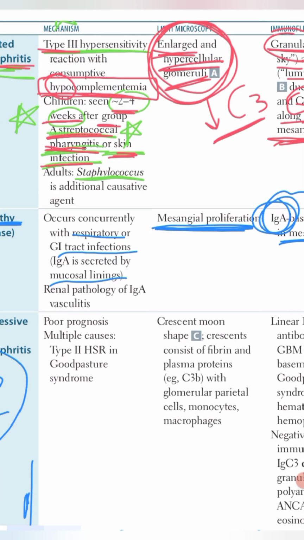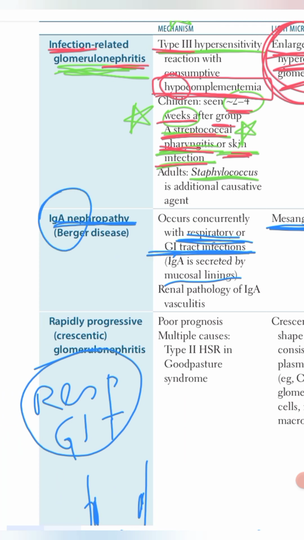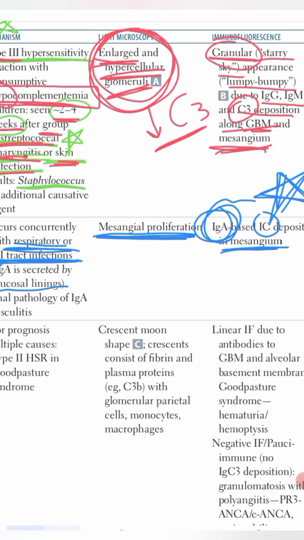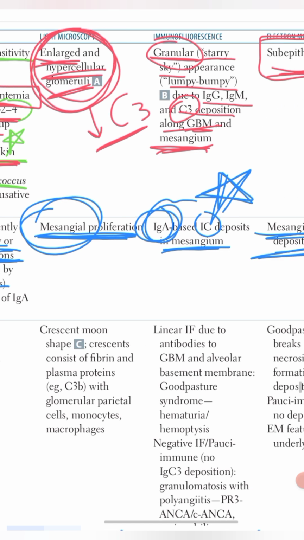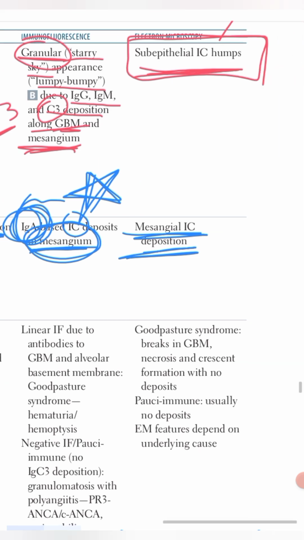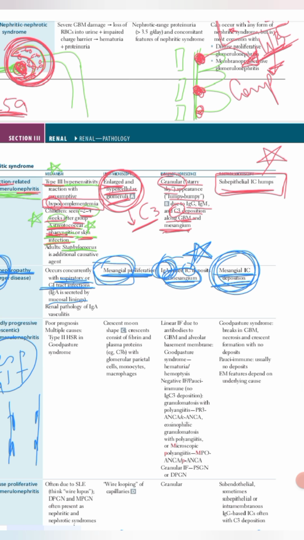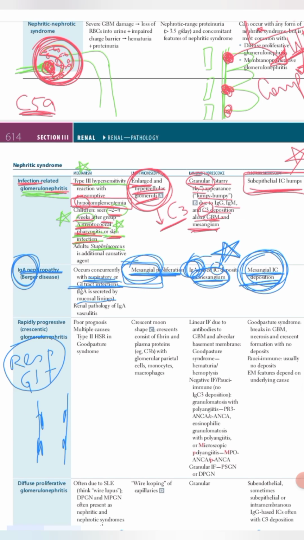So what happened is that there is a respiratory or GIT infection, and then the IgA will come and protect the GIT and respiratory tract. There will be formation of immune complexes that will deposit in the mesangium. There will be mesangial proliferation. We see IgA-based complexes in the mesangium on immunofluorescence, and mesangial immune complex deposition on electron microscopy. So it is only mesangial involvement that we will see in IgA nephropathy.